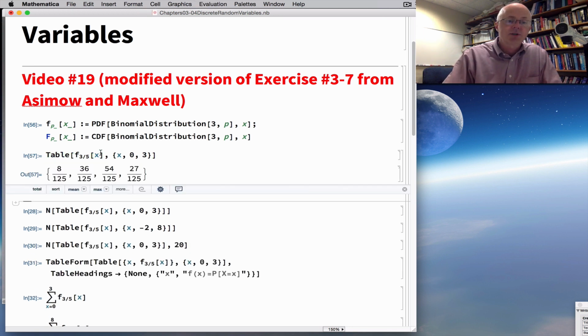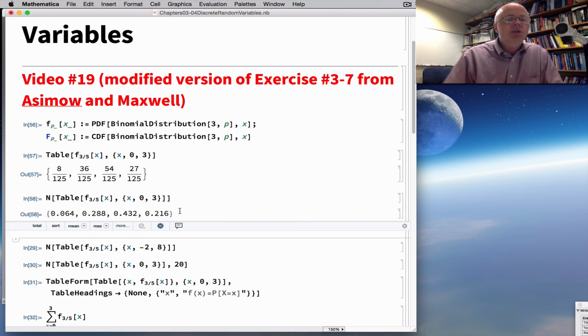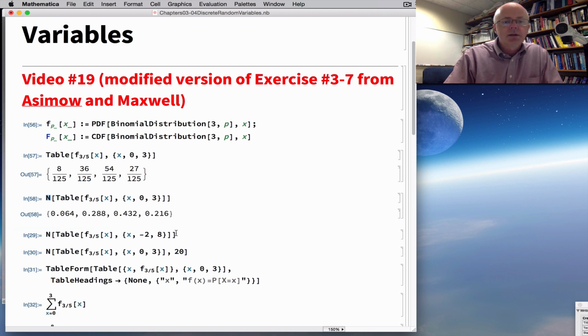There they are in terms of fractions. We got numerical, well, decimal approximations to these, like you see here. I use this capital N function to see those. Here, Mathematica is programmed to find the values of this function for other values of x besides those between 0 and 3.